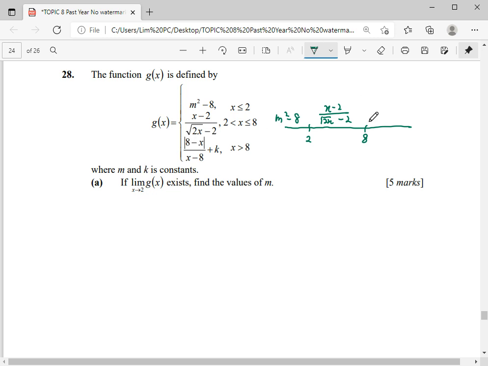So for this part A, we just focus on the value 2 here. This one I remain: 8 minus modulus of (x minus 8) plus k. So they said the limit for this part, as x approaches 2, exists. That means the limit from the left hand side and the limit from the right hand side must be equal to each other. From that concept, we find out our value of m.